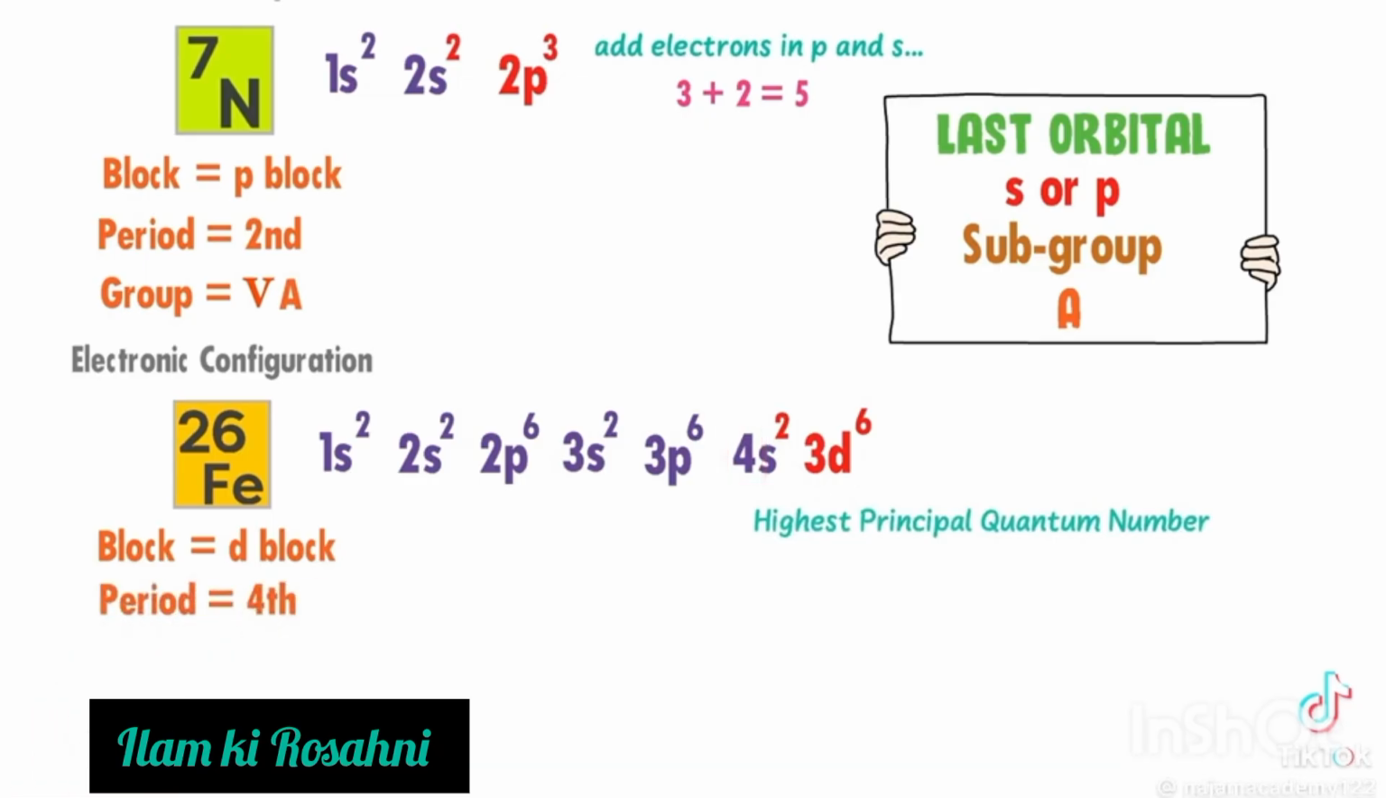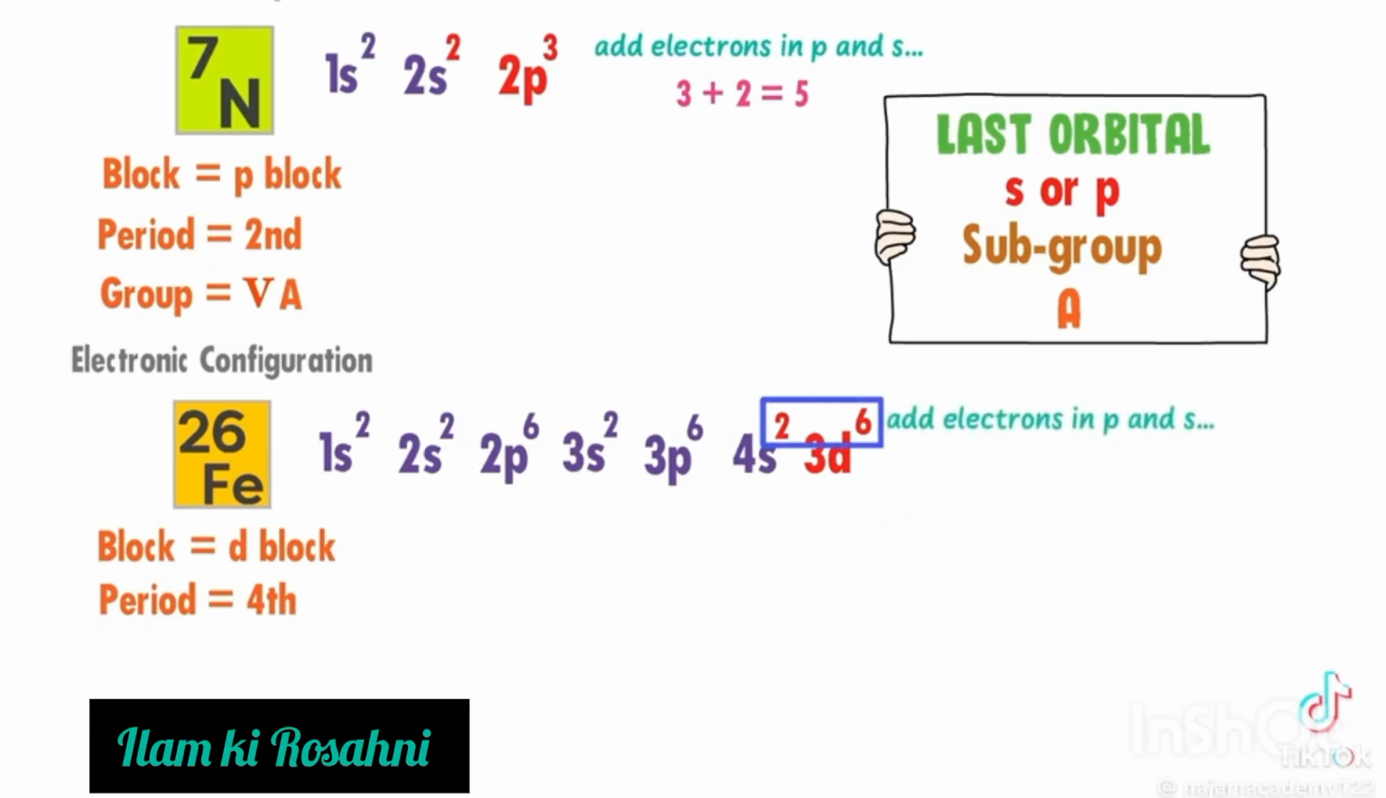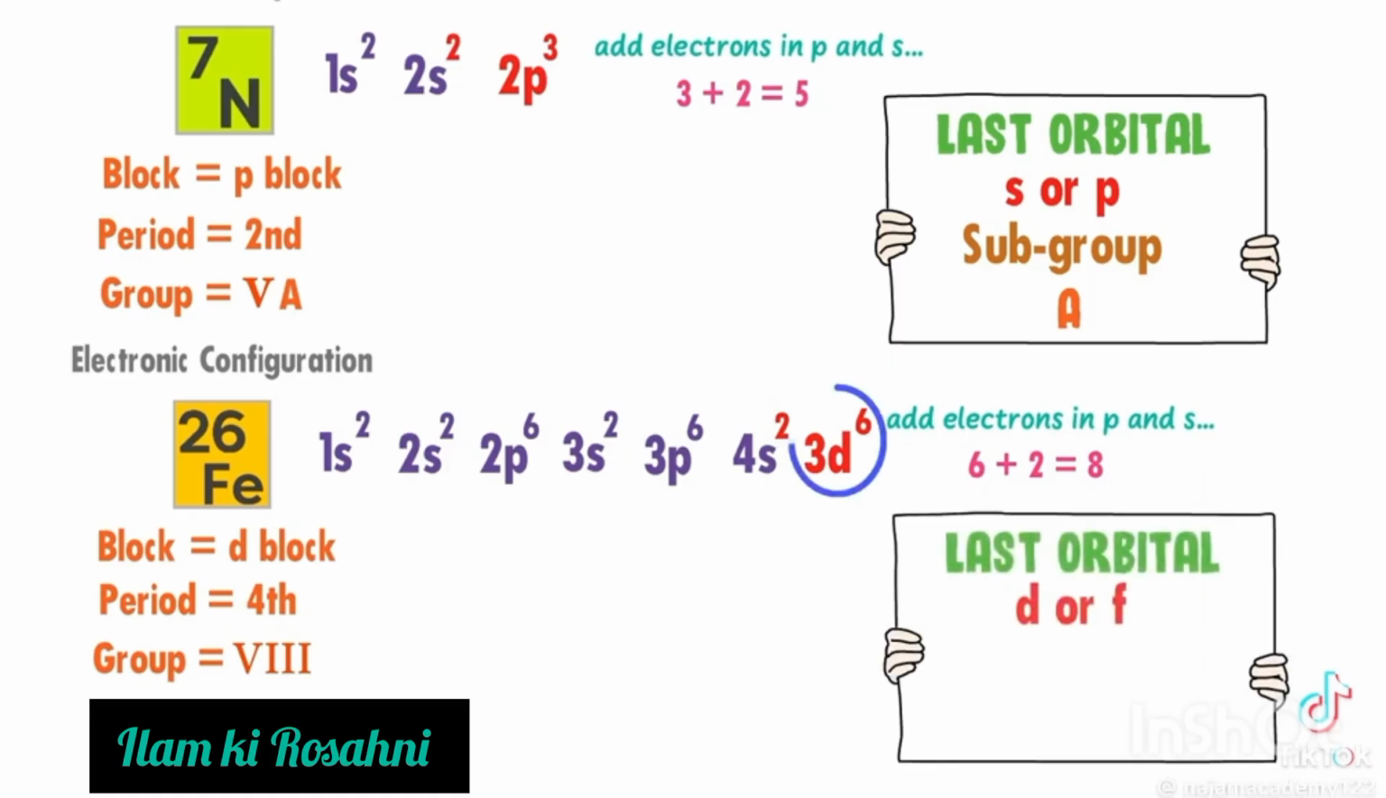Now to find the group number of iron, we have to add the number of electrons in the d and s orbitals. 6 plus 2 is equal to 8, so iron is present in the 8th group. Note it down that when the last orbital is d or f, its subgroup will always be B. So the subgroup of iron is B.